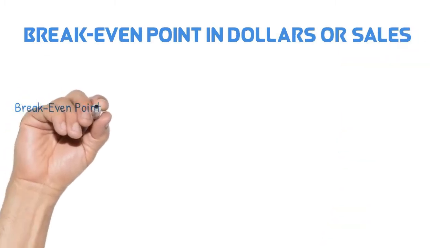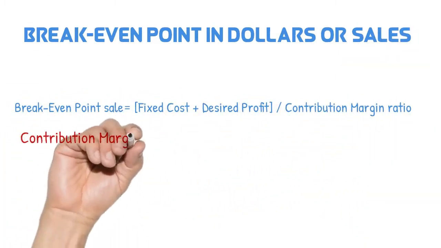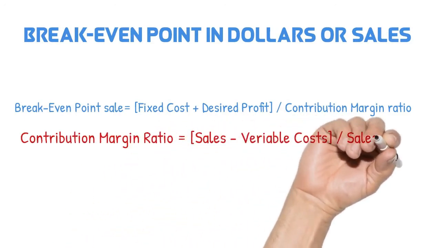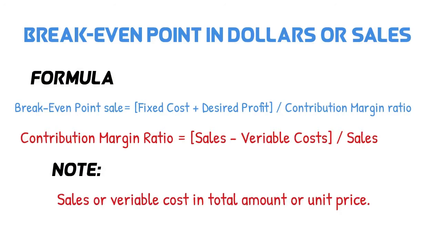Break-even sales, also known as break-even dollars. Both terms have the same concept. We calculate break-even point with the help of a formula. Break-even dollars equal fixed costs plus desired profit divided by contribution margin ratio. In this formula, we need fixed cost and desired profit if available. Sometimes desired profit is not available, then you may add 0 as a desired profit with fixed cost.